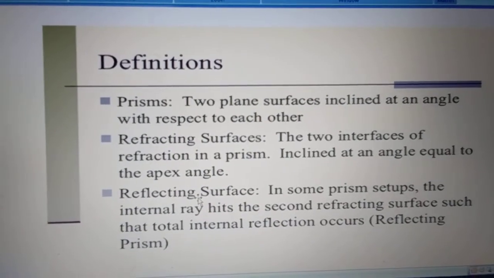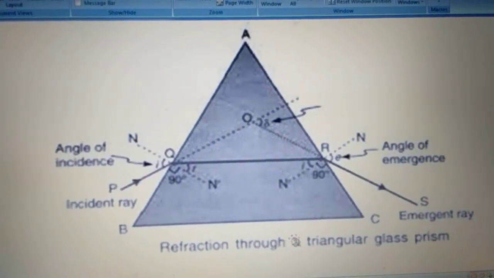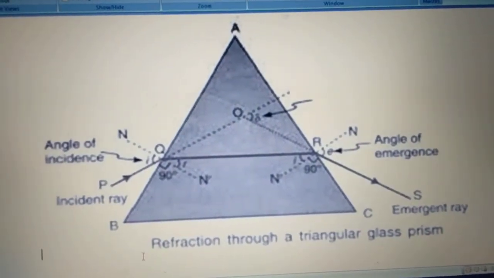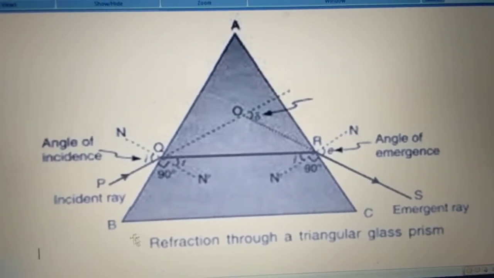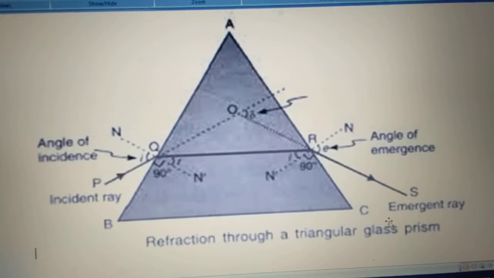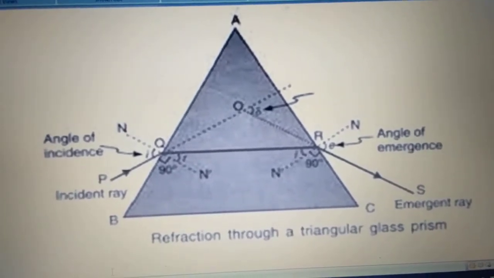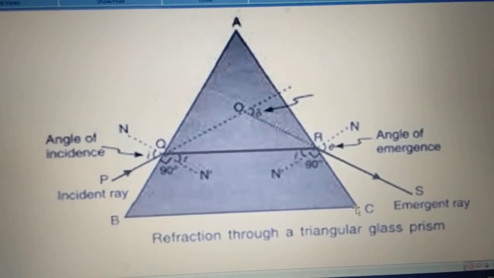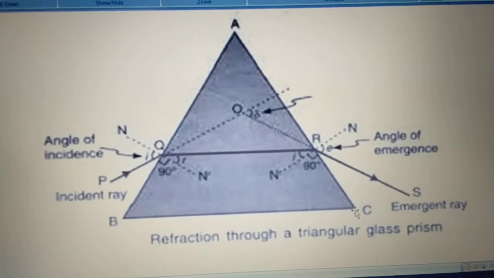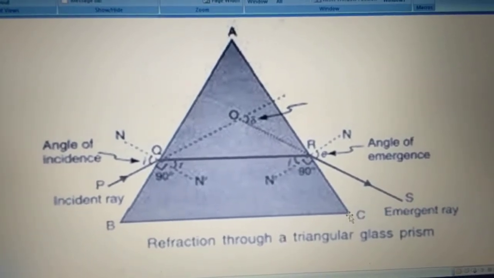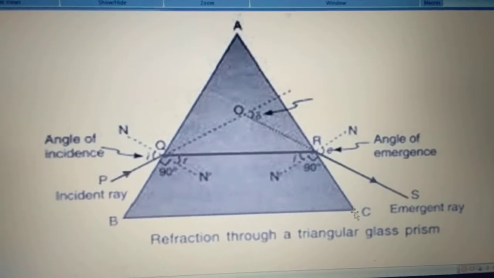So let us see, here is the prism. It is triangular in shape. ABC is a prism. Here AB and AC are the two refracting surfaces. BC is termed the base. The base is usually a rough surface to avoid total internal reflection.